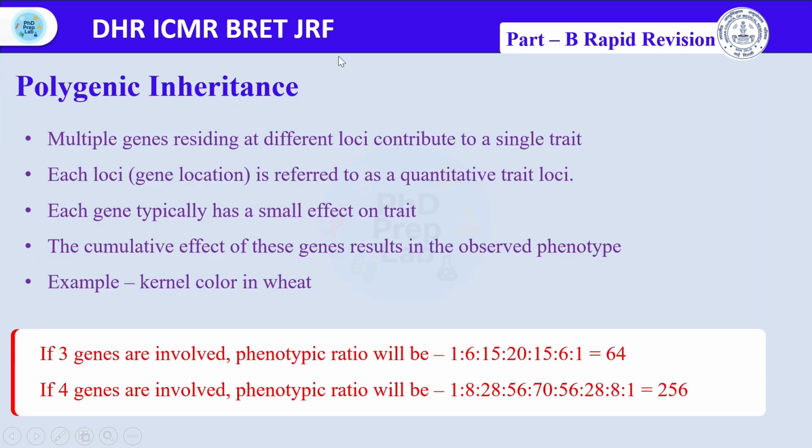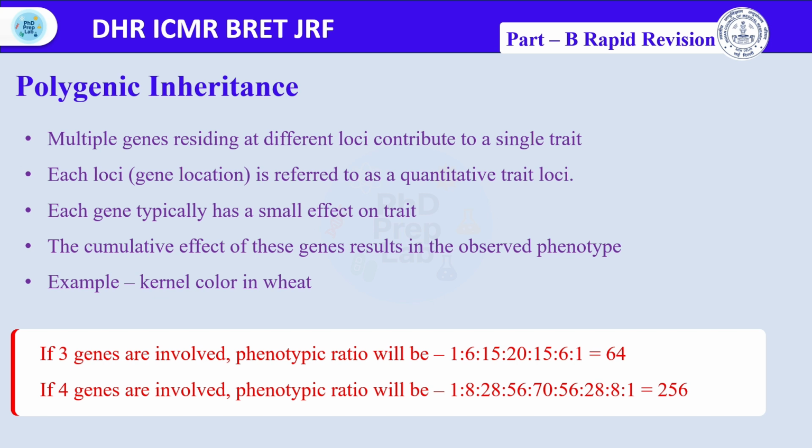Now you have polygenic inheritance. So what is polygenic inheritance? Poly means multiple. So here multiple genes residing at different loci contribute to a single trait. So one single trait is affected by multiple genes. Remember this: each locus, the gene location basically, is referred to as a quantitative trait locus.